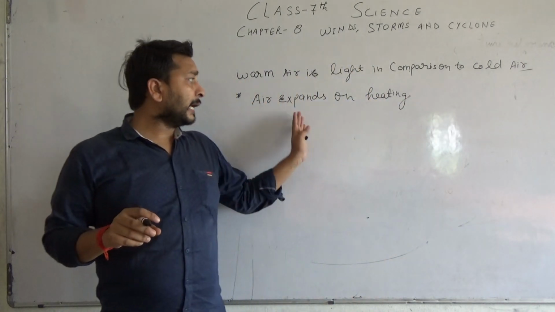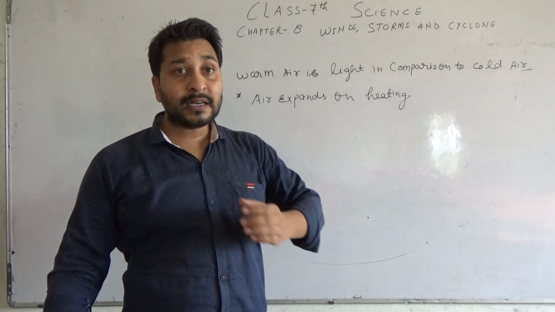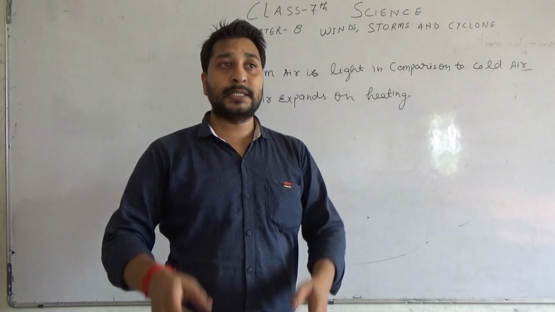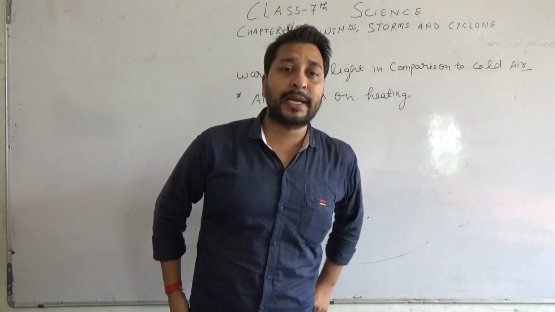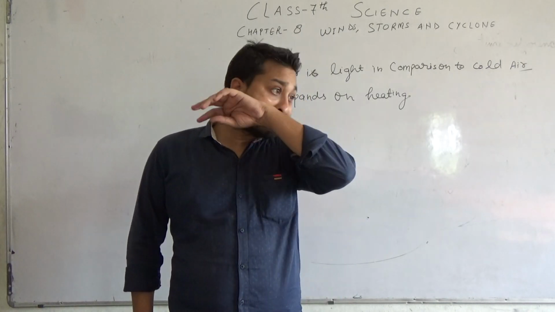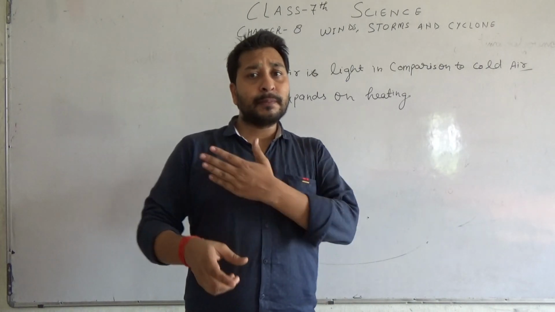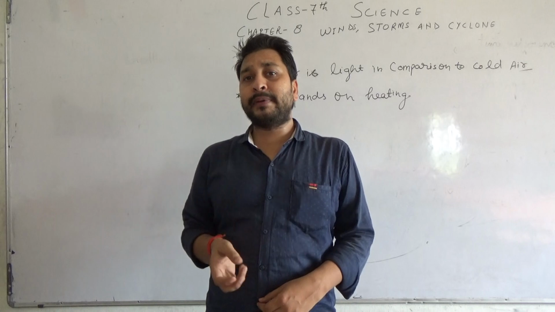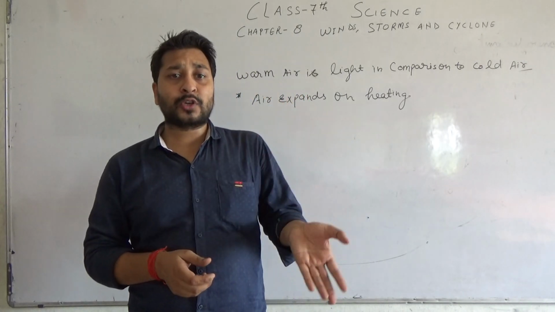What happened? Air expands on heating, which means air will expand when you heat it. You must have seen examples where a vehicle's tire often bursts. Why? Because it is continuously moving, there is friction between the earth and the tire. So what happened? The tire becomes hot.